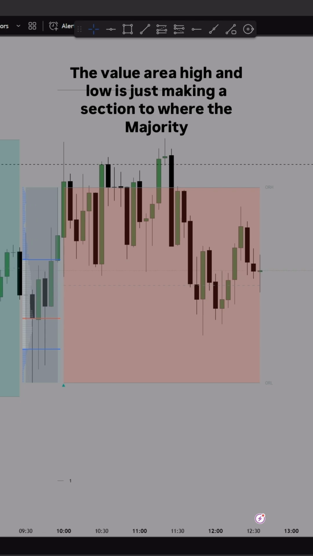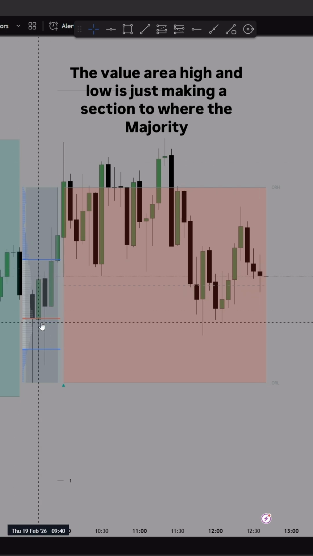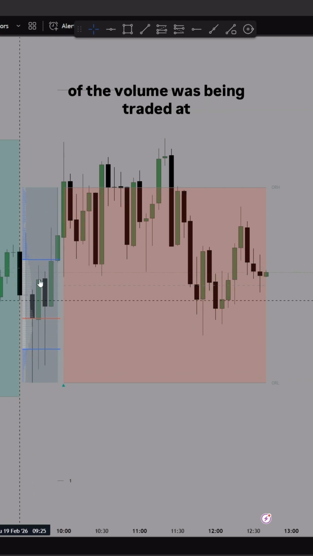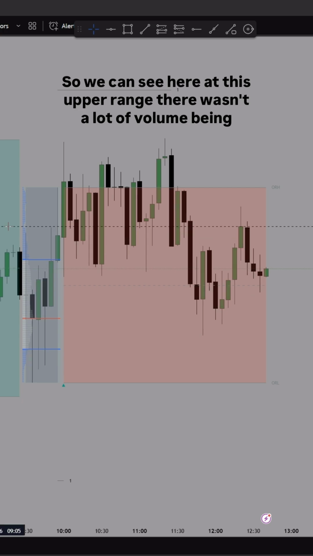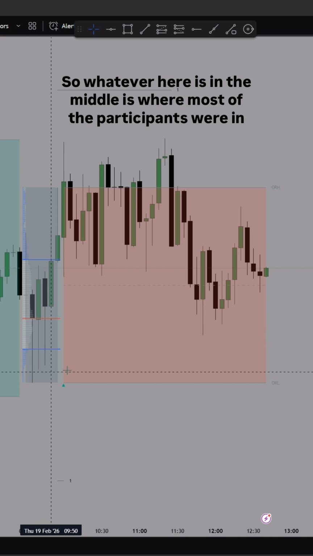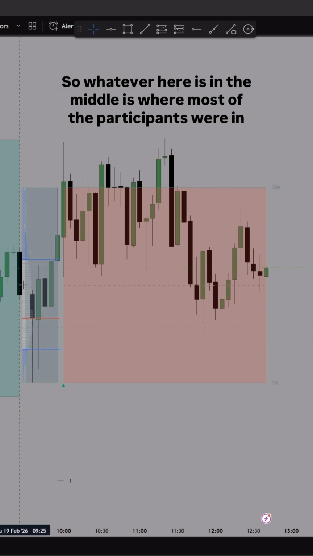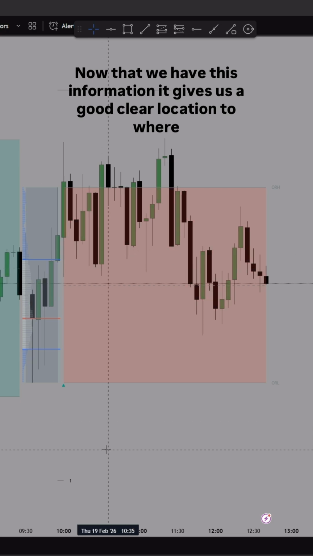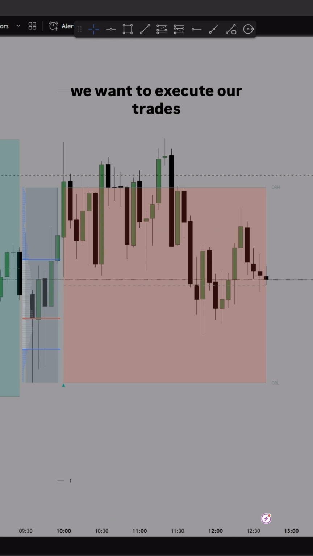The value area high and low is just marking a section where the majority of the volume was being traded. So we can see here at this upper range, there wasn't a lot of volume being traded, and at this bottom range, there wasn't a lot of volume being traded. Whatever is in the middle is where most of the participants were in this opening range. Now that we have this information, it gives us a good clear location for where we want to execute our trades.